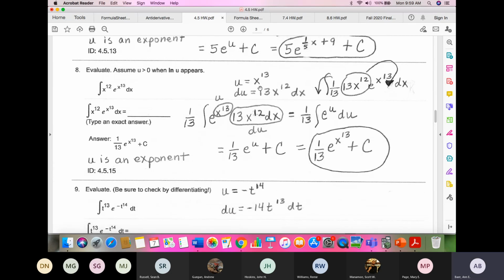Let's differentiate. This is du, and I put dx over on the other side immediately. If we differentiate x to the 13th, 13 comes down. This is a simple power rule. So we write down x, take 13 minus 1 and get 12. So that's our du.